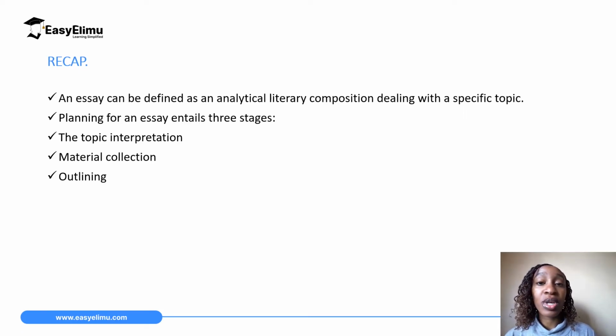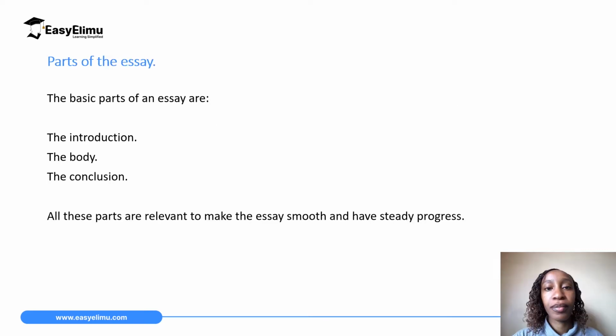We said the first one is the topic interpretation, which is understanding what the topic is about, and then material collection, which is collecting of data, doing research for whatever topic it is that you're writing about. And after that, we had the outlining or the planning for the essay, which is writing down an outline of the points, the main points, the supporting points as well. So we can now proceed into the essay itself.